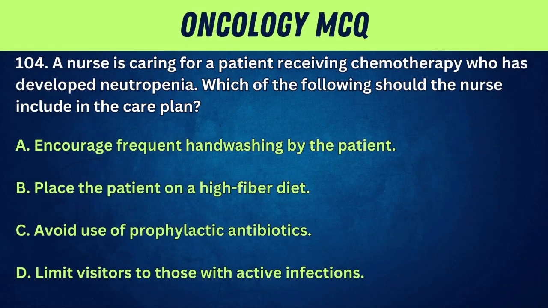Which of the following should the nurse include in the care plan? A. Encourage frequent hand-washing by the patient. B. Place the patient on a high-fiber diet. C. Avoid use of prophylactic antibiotics. D. Limit visitors to those with active infections.